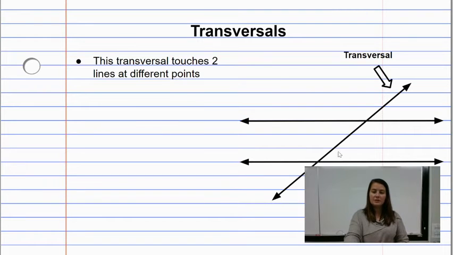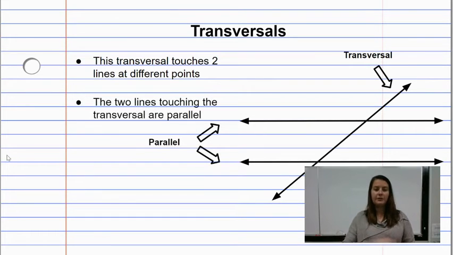So what do we call these points right here? These points are points of intersection. And so this transversal intersects 2 different lines, but the parallel lines never touch, but the transversal touches both parallel lines. So again, here are your 2 parallel lines, and they are both touching the transversal.